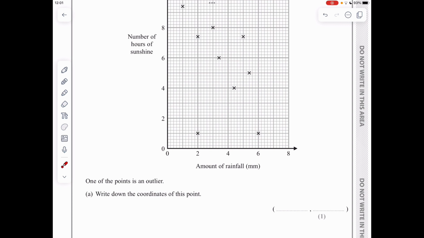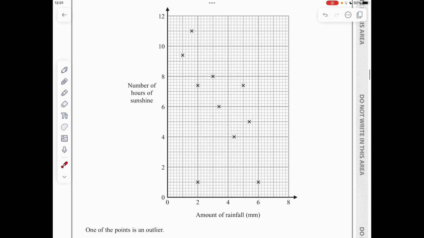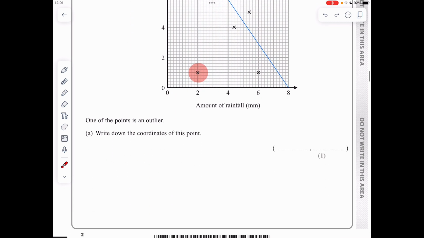Well, we know that an outlier is a value, a point that falls outside the pattern observed. And if we look at the scatter plot here, we can see a straight line fitting somewhere here, something like this, and we can easily identify that the point here does not fall close to this line. So this point here is an outlier. This is the point with coordinates (2, 1).